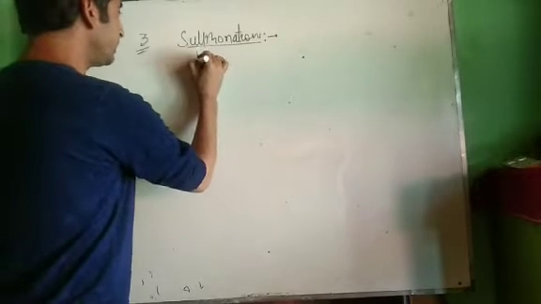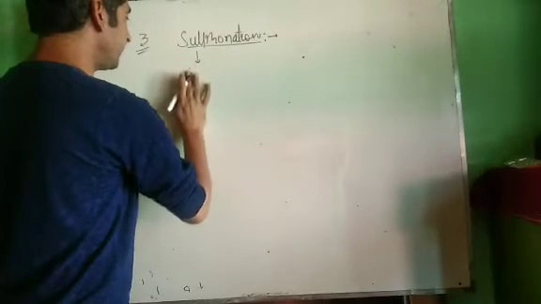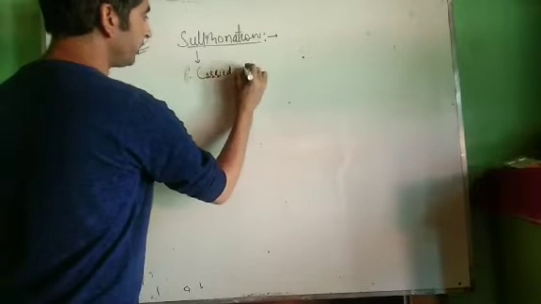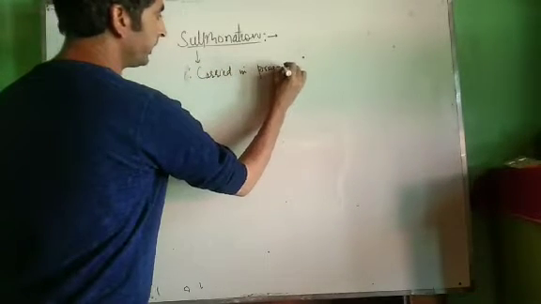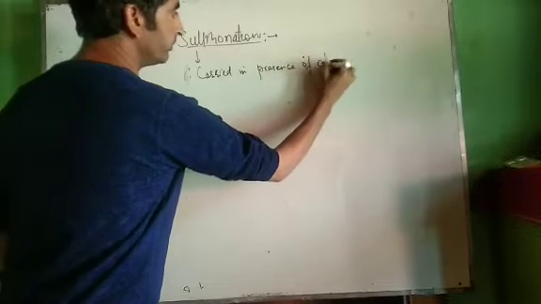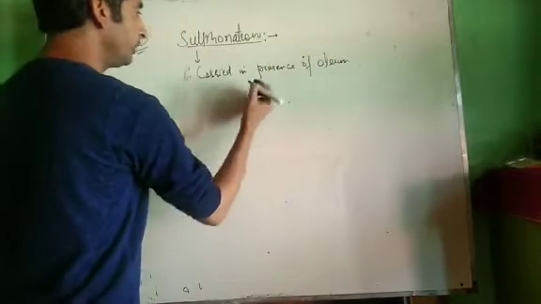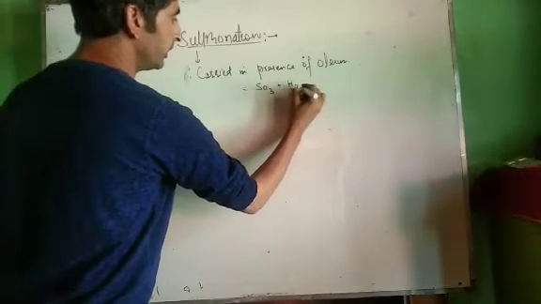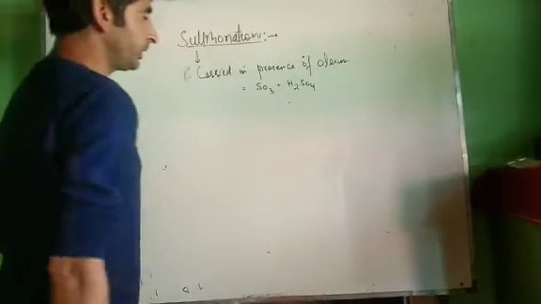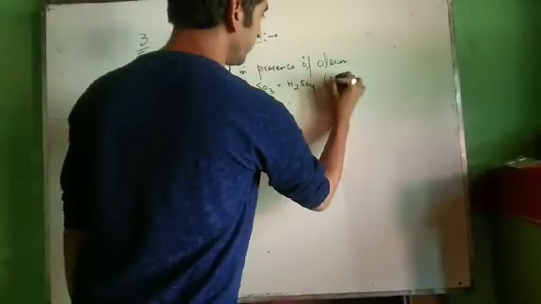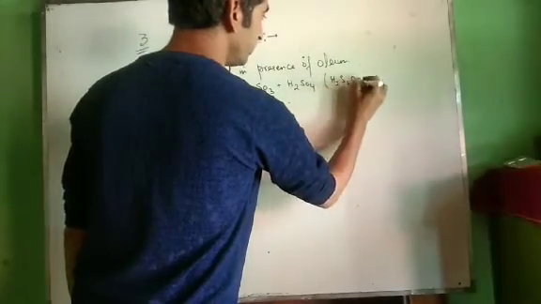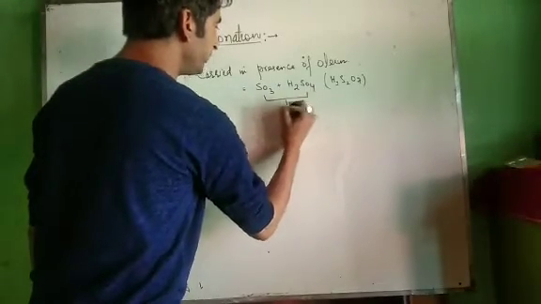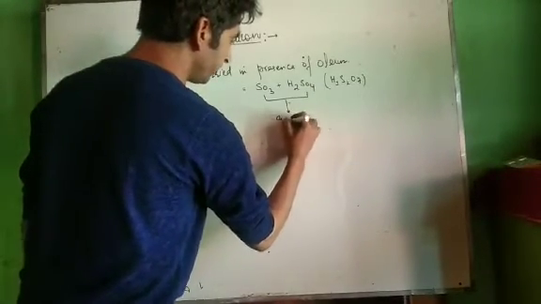Now see, sulfonation is carried out in the presence of oleum. Now what is oleum? Oleum is a mixture of SO3 and H2SO4, that's H2S2O7. From this oleum we are generating the electrophile. The aim of using this oleum is to generate the electrophile.